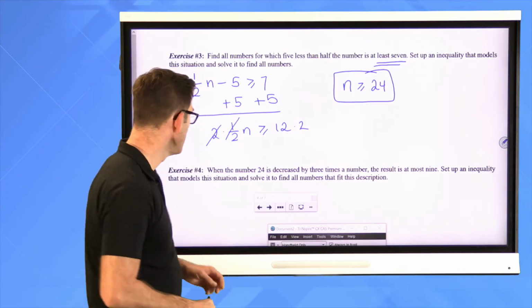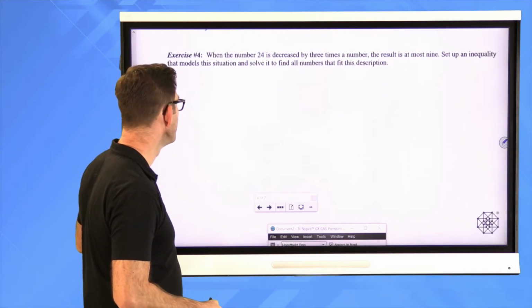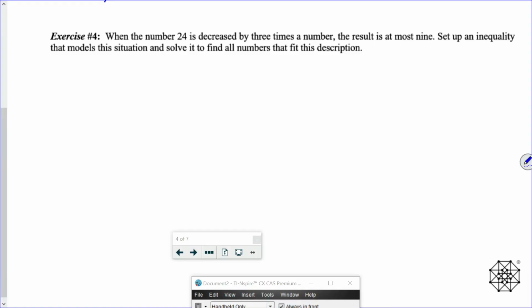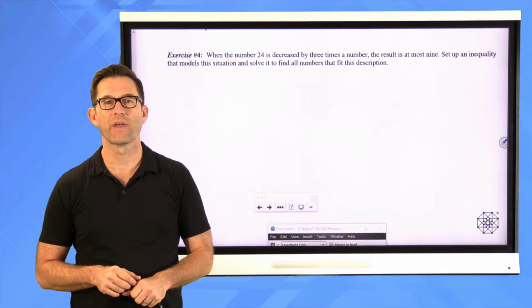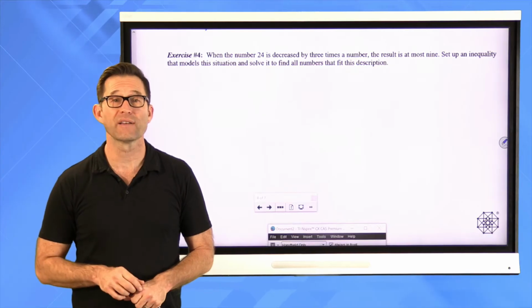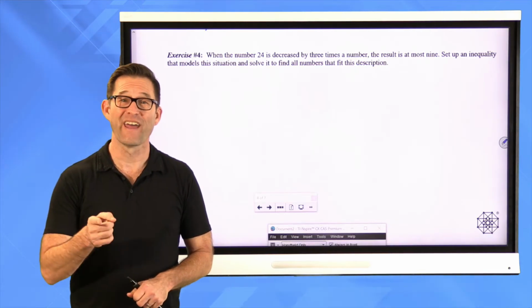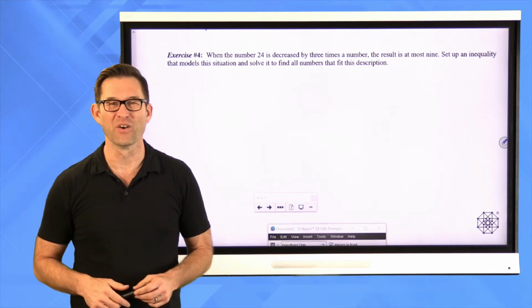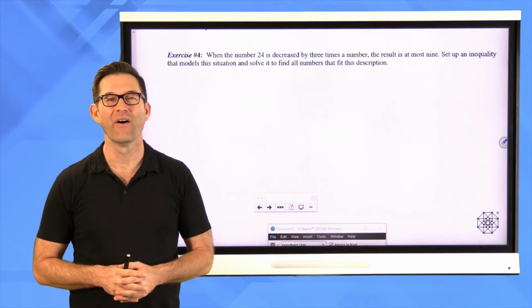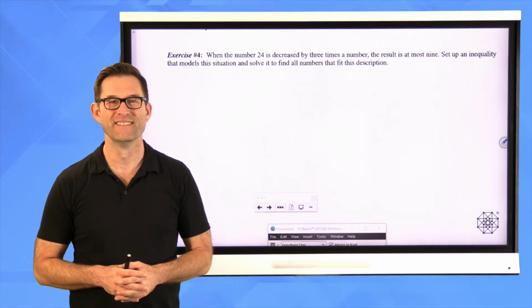So let's take a look at exercise number 4. When the number 24 is decreased by 3 times a number, the result is at most 9. Set up an inequality that models this situation and solve it to find all numbers that fit this description. Okay, this one's a little bit trickier than the last one, which is of course why I'm going to have you do it on your own, and then we're going to go over it together. Pause the video now and see what you can make of this problem.